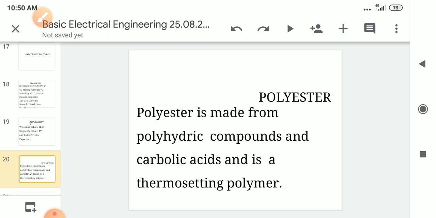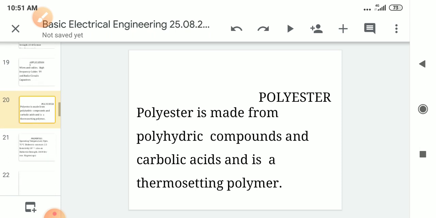And the next type of plastic material is polyester. So what is this polyester? We are already well aware of this name, polyester. We have all already heard the word polyester. Polyester is made from polyhydric compounds and carbolic acids and is a thermosetting polymer. So it comes under the category of thermosetting plastic.